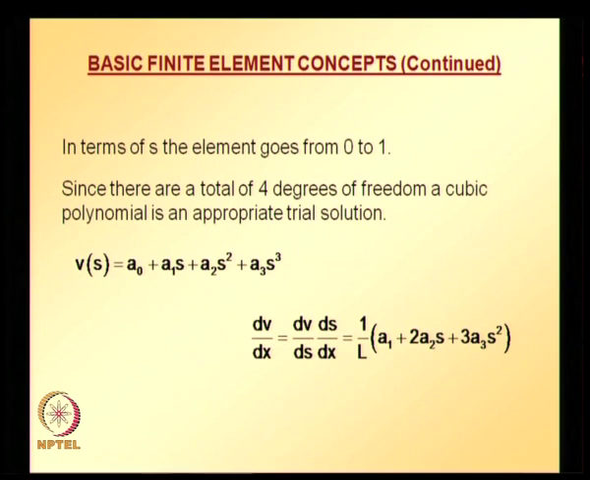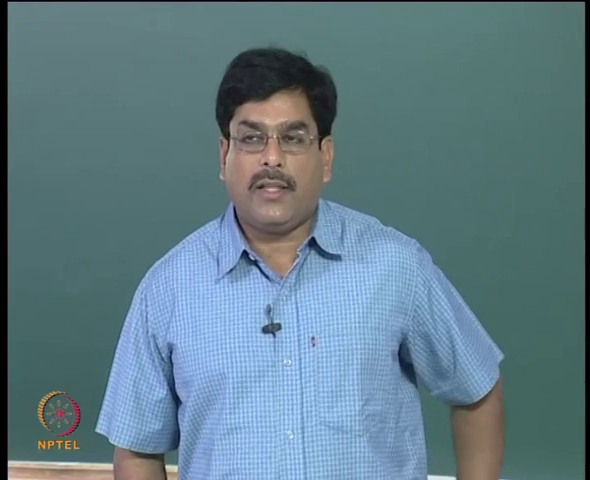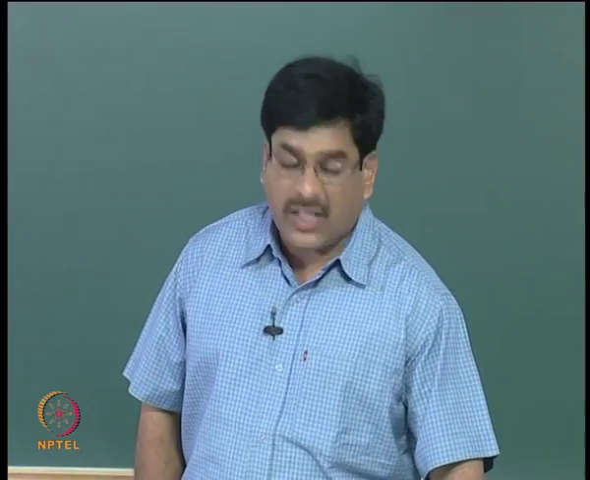So now at each extreme point, that is at s is equal to 0, which corresponds to x1, we know what the degrees of freedom are. Transverse displacement is v1 and the derivative of transverse displacement is theta 1. Similarly, at the other extreme end, which corresponds to s is equal to 1, which is nothing but x2, we know the transverse displacement and also the derivative of transverse displacement, which are v2 and theta 2 respectively.